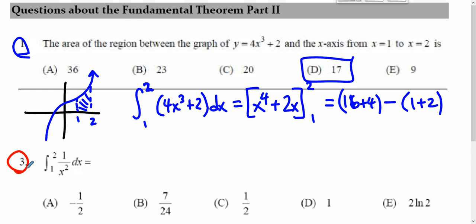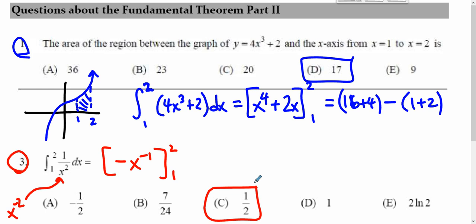Similarly here, this is not terribly difficult, so I won't spend too very long on it. I will remind us that this is x to the negative 2, and so the antiderivative of that is negative x to the negative 1. We sub, and subtract. I'm pretty sure the answer is C. That seems reasonable. Negative 1/2 minus negative 1.